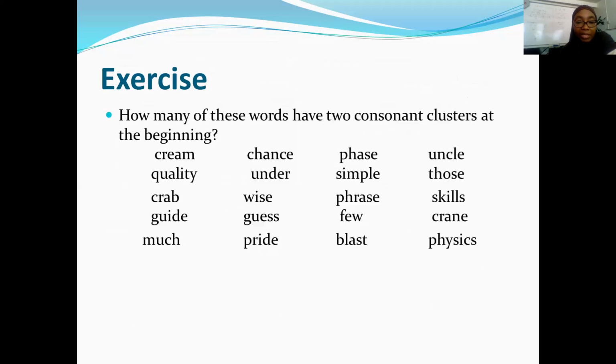Now let's take this quick exercise. How many of those words have two consonant clusters at the beginning? On your screen, you have the words displayed. Can you identify how many of those words have two consonant clusters at the beginning based on the pronunciation, please? Do not look at the letters in those words. Look at how those words are pronounced. Pronounce them to yourself and identify the consonant clusters at the beginning. How many can you find? Let's take this quick exercise.